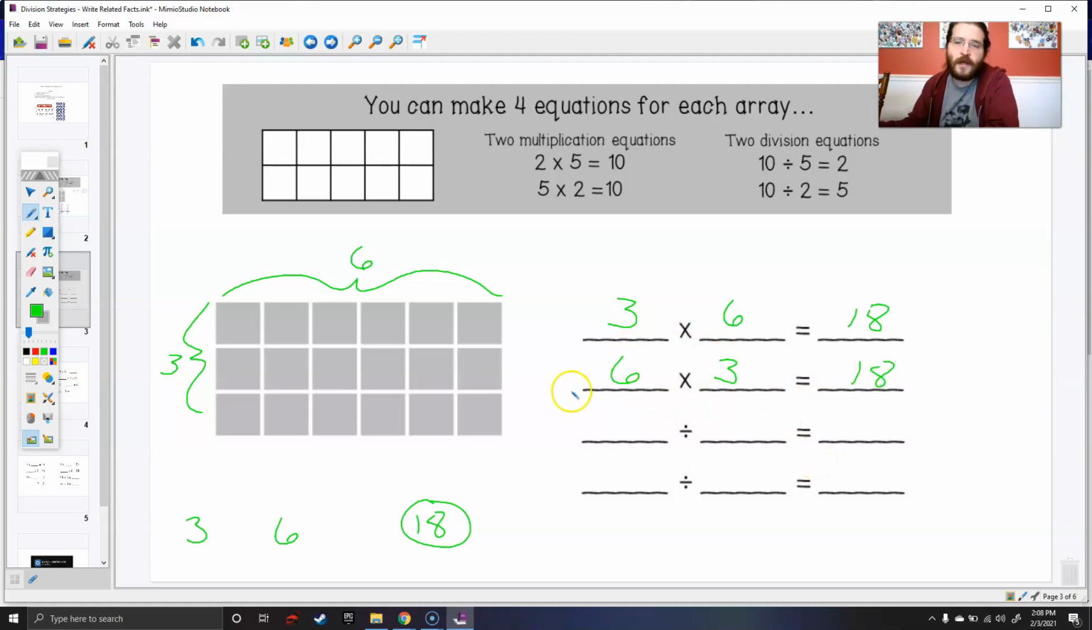All right, now with our division, we're going to start with our total. So 18. And then we go to our first number, then our second number. 18 divided by 3 is 6. 18 divided by 6 is equal to 3. All right, so we can use these related facts to find out what our division problem is like.